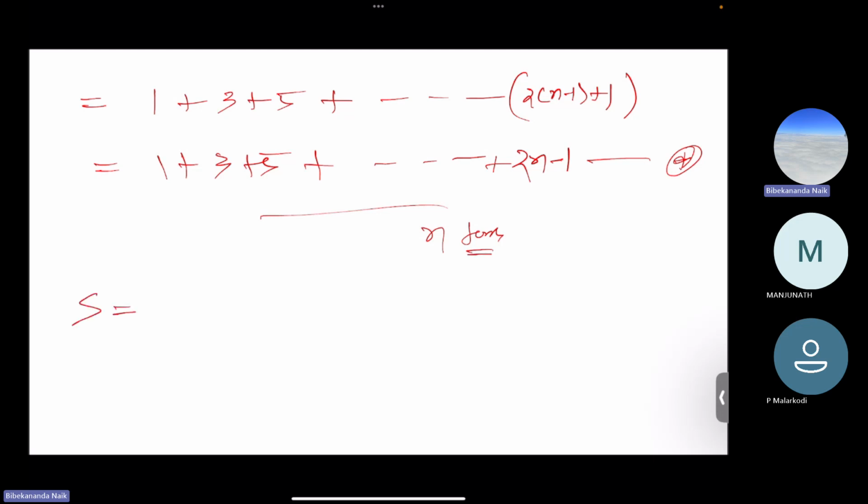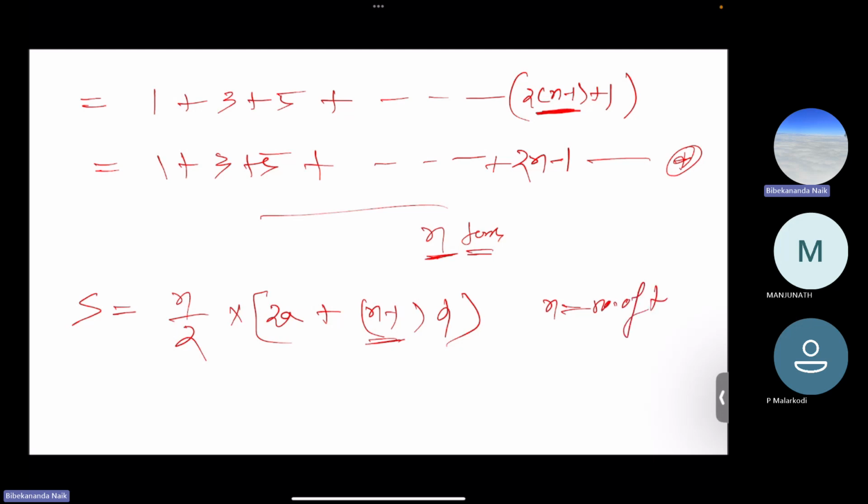For that series, if we are adding 1 plus 3 plus 5 plus up to 2n minus 1, the formula is n by 2 into 2a plus n minus 1 into d. Here n is the number of terms, a is the first term, and d is the difference between two successive terms. Now we know the difference is 2: 1 plus 2 is 3, 3 plus 2 is 5. So the difference is 2, and the first term is 1.